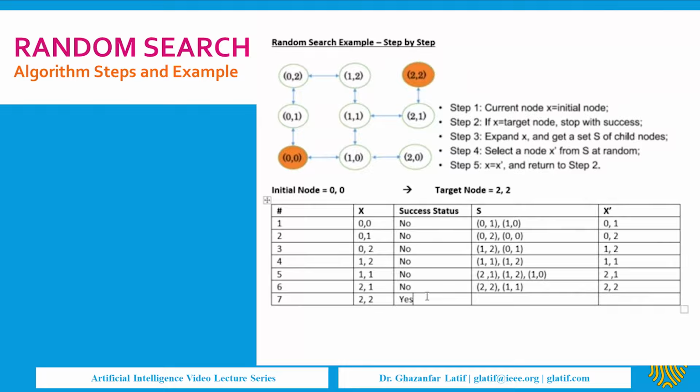So this time, yes, we will stop over here. We will not go for the next steps because we reached the destination node. So we said if x is equal to the target node, so 2, 2 is the target node, stop with success. These are the steps where we intentionally picked the nodes which were leading to the success.